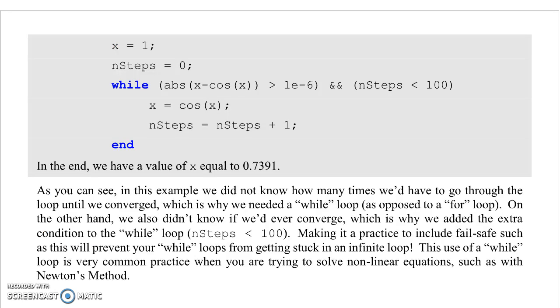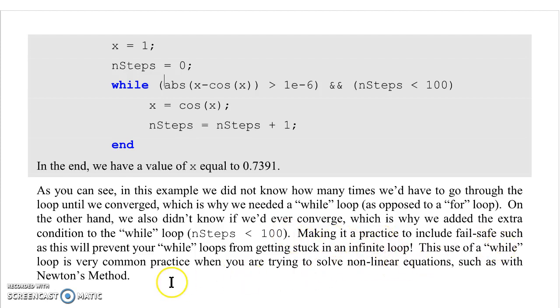And just to reiterate, in this example we didn't know how many times we would go through the loop until we converged. Now it happened to be that we went through 33 times. That's why n steps was equal to 33 in the end. And that's why we used the while loop instead of the for loop. Again, we didn't know if we would ever converge. Maybe we would be stuck in an infinite loop, and so that's why we had this extra condition. This is good practice, to include this fail-safe so that you don't get stuck in an infinite loop.